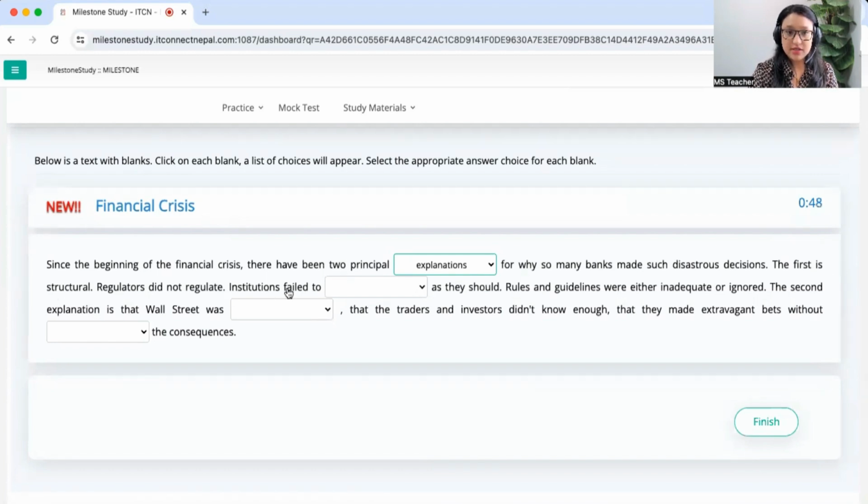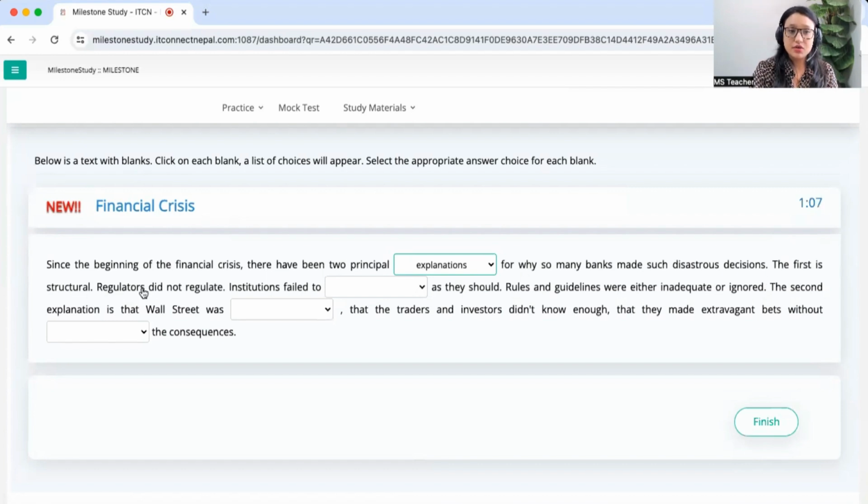Regulators did not regulate, institutions failed to dash rules and were inadequate. And the second explanation is that. See, this is the hint here. First explanation is this, second explanation is this. So definitely the right answer is explanations. So read further before you conclude your answer, okay? There will be hints given.